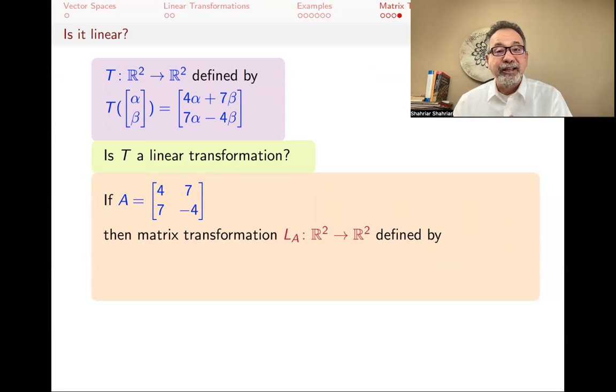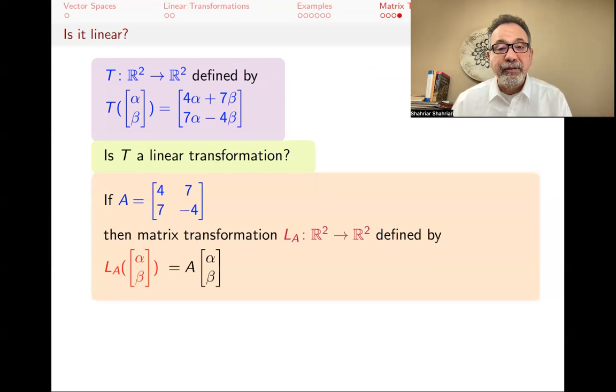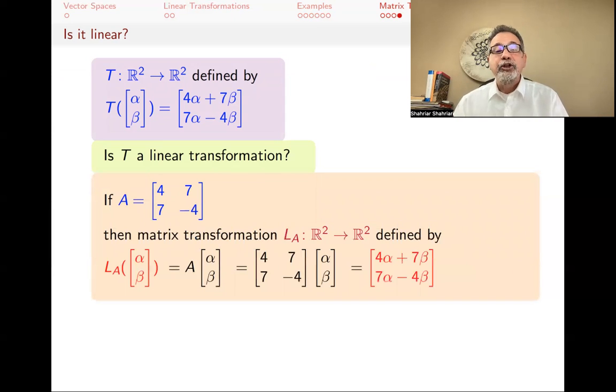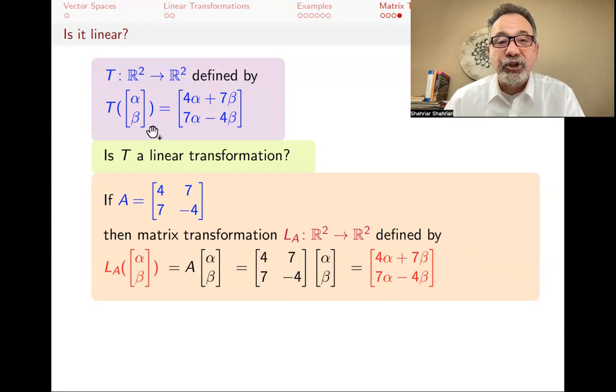Any matrix gives me a linear transformation. What is it? Well, it's a map from R2 to R2, and it's defined by what? What's L_A of (alpha, beta)? Well, like any linear transformation coming from a matrix, it's A times (alpha, beta). But A is this particular matrix, and if you multiply this, you will get 4 alpha plus 7 beta, and then 7 alpha minus 4 beta. So the matrix transformation that I get from this matrix is that original map that you gave. So L_A is actually T.